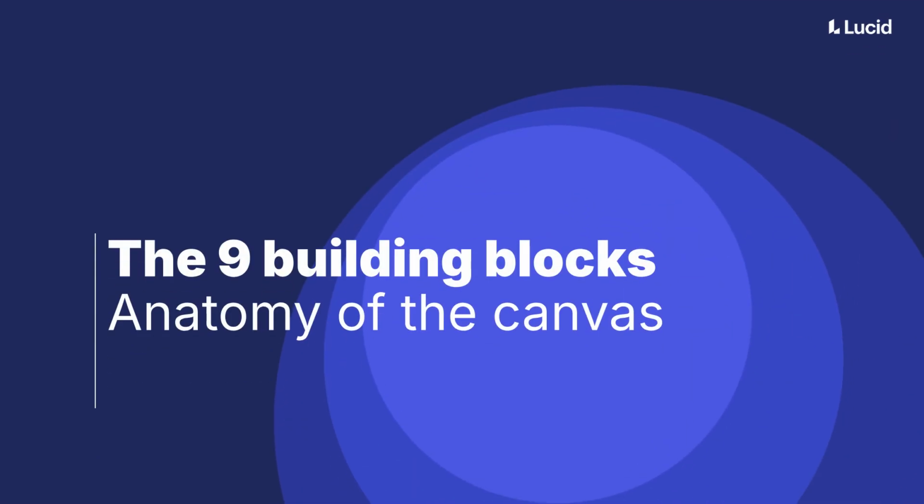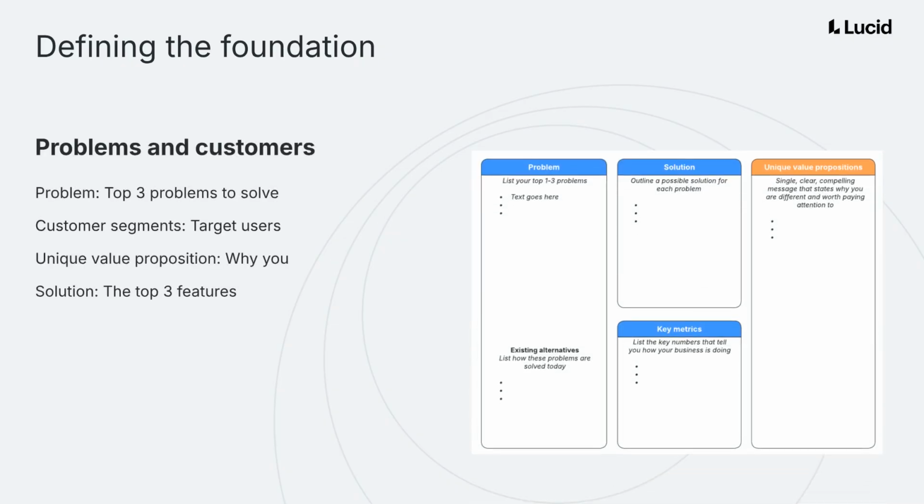Let's break down the 9 building blocks of a Lean Canvas to see how they work together to form a cohesive business strategy. You begin with the problem and customer segments. Then, you define your unique value proposition and the solution, your top 3 features that will solve those core problems.